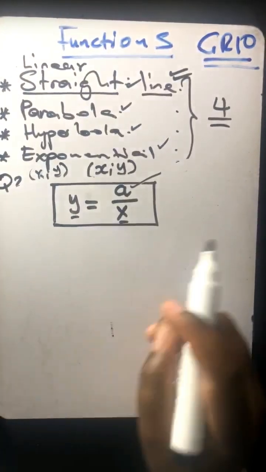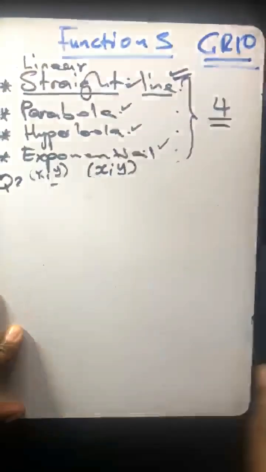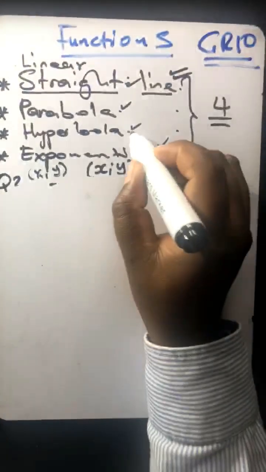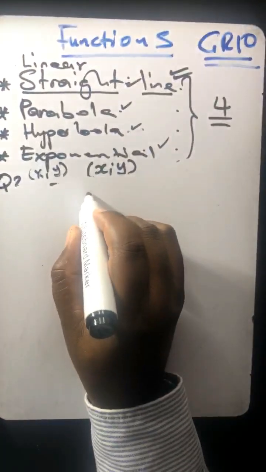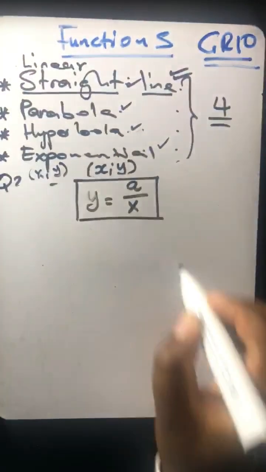Luckily, it's not much that you missed. Maybe let me do this and say we are now moving to a hyperbola. So a hyperbola, the general formula is y is equal to a over x. This is the general formula.